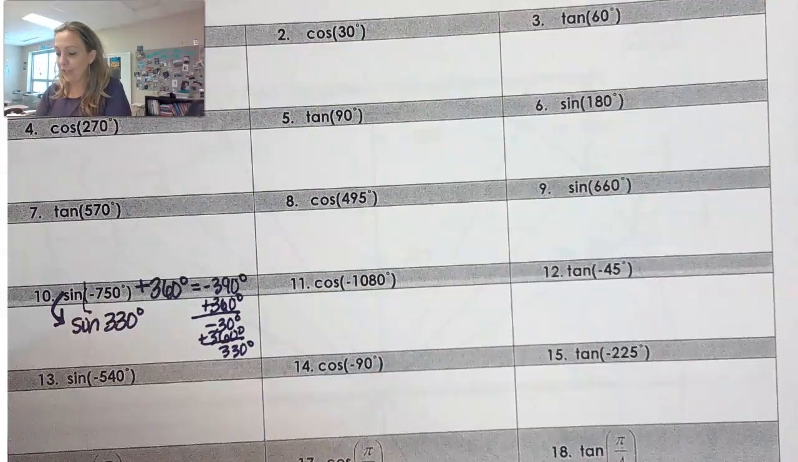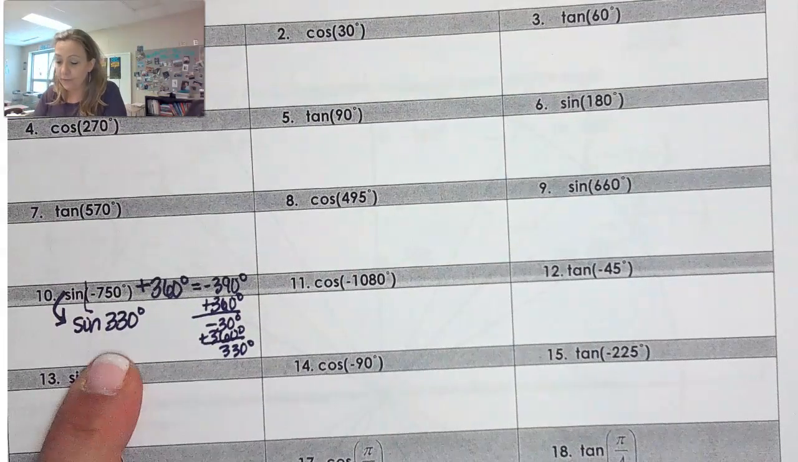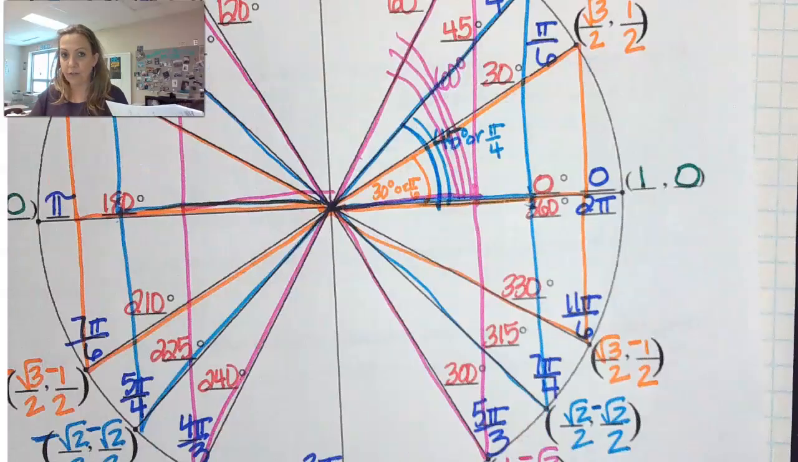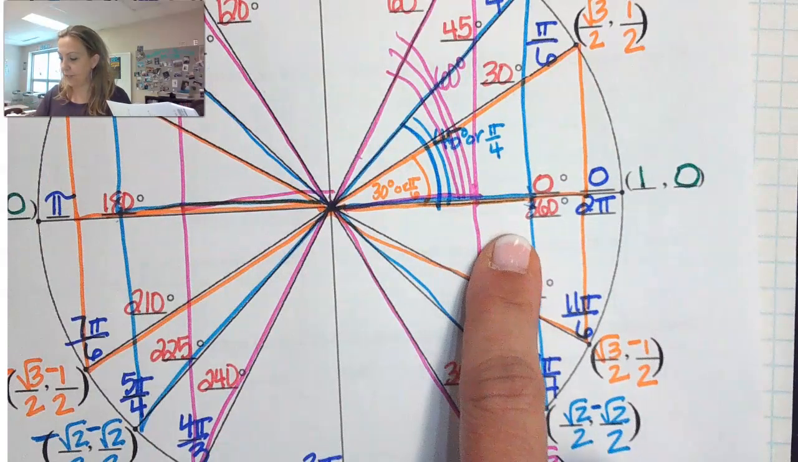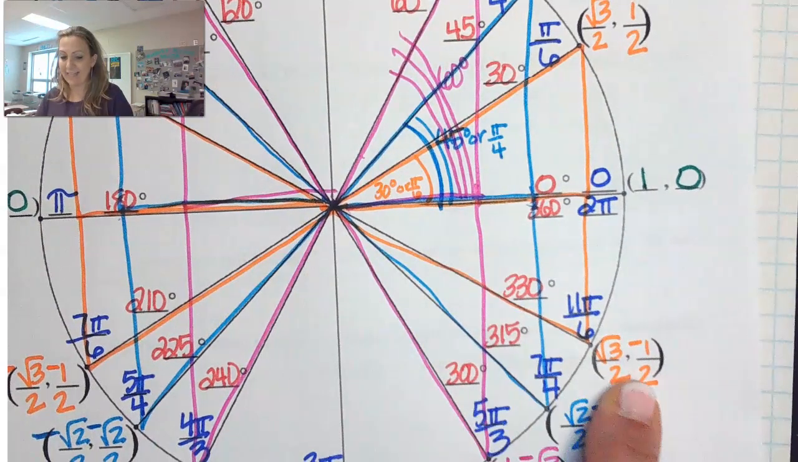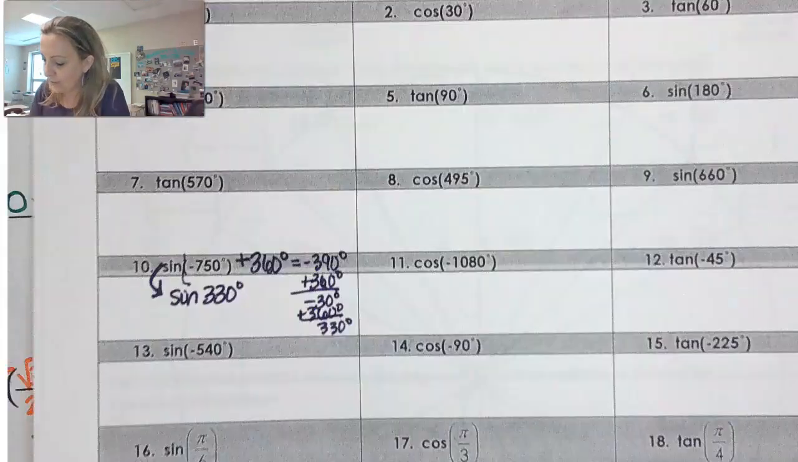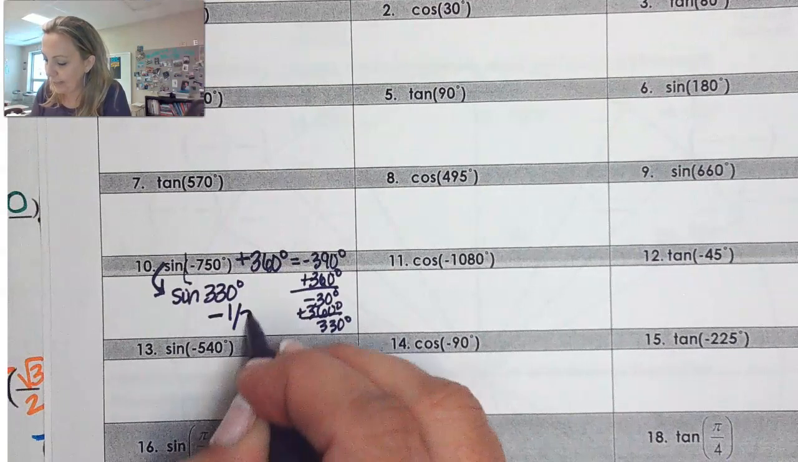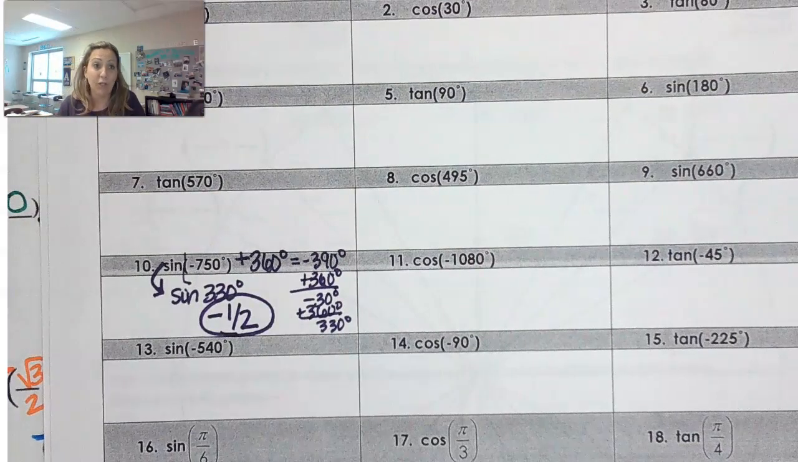And so that means that we can just look at 330. Remember, the sine means you look at y. So you go to 330 degrees and you look at y, and that's negative 1/2. So the sine of 330 would be negative 1/2. That's all you've got to do.